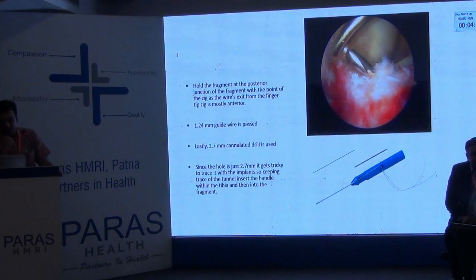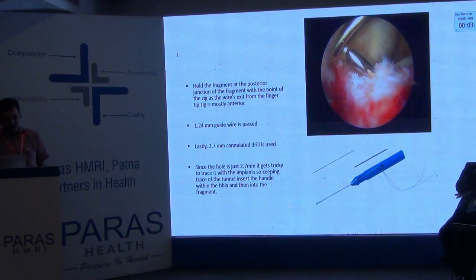Just hold the fragment. Important is that you have to put the jig on the posterior part of the fragment rather than the center. So hold the fragment at the posterior junction of the fragment with the point of the jig, as the wire exit from the footprint jig is mostly anterior. This mini tightrope has a 1.24 mm guide pin. So just using the drill jig, pass the 1.24 mm guide wire, and they have a small 2.7 mm cannulated drill.